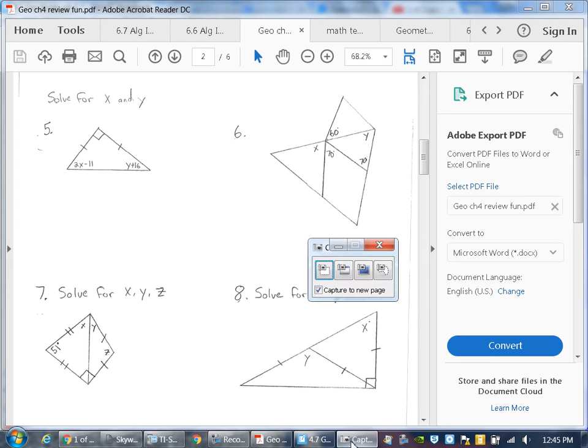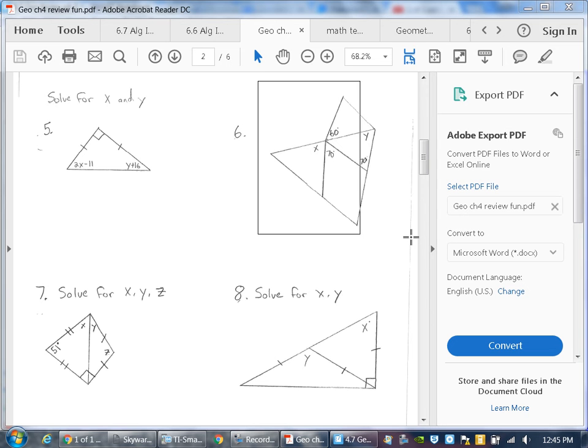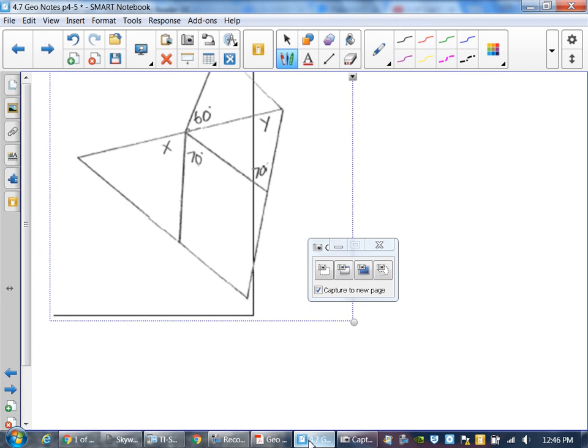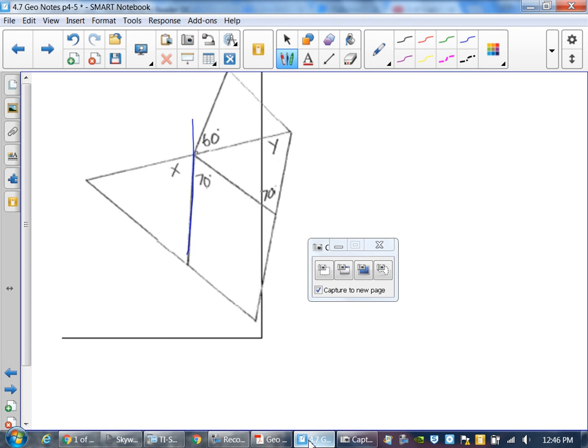Here's one that I said I goofed on. This goes really fast after you fix that. It goes all the way up like it's supposed to. That's 60. That means this is 60. 60 plus 70 plus something equals 180. Well, that's 50. 50, 70, and 60. It's really fast. It's not supplementary, but you're using straight lines to add them all up. That's how it works.